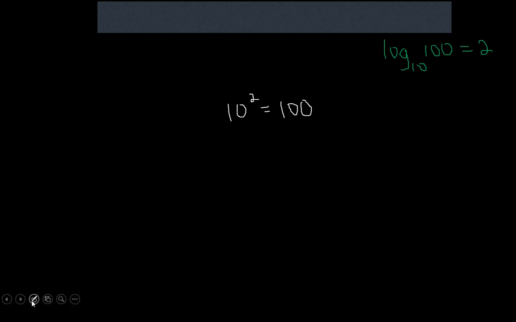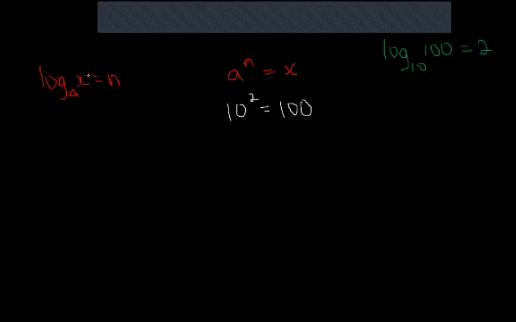We know that is exponential form. And what does exponential form look like? It looks like a to the power of n is equal to x. That's how I was able to tell that 10 squared is equal to 100 is in the exponential form. Okay, we said that the exponential form and log form are related like this. So a is equal to n. This is my exponential form and this is my log form.